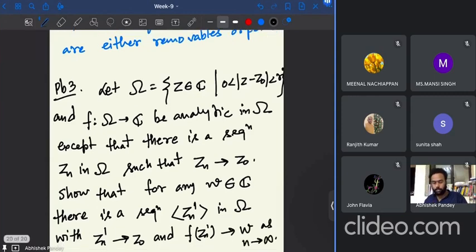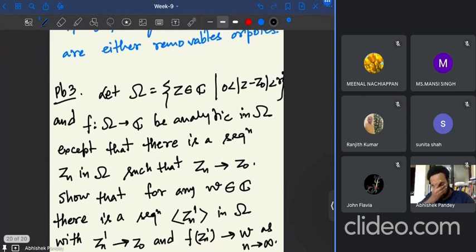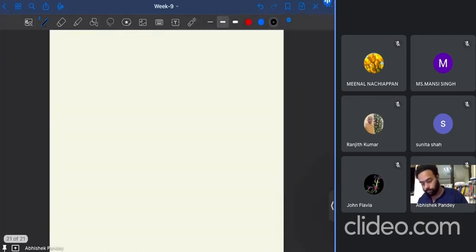So what does it mean? It is saying that you take any point W in C, then there is a sequence in omega which converges to this point Z naught, such that f of Zn will converge to W. Okay, so this we will try to prove.